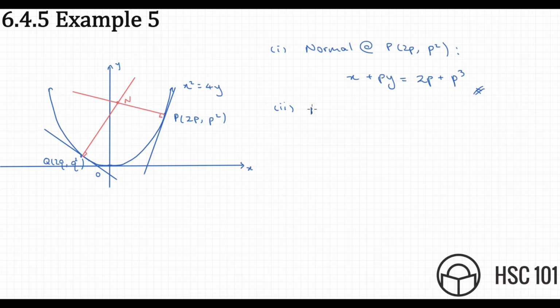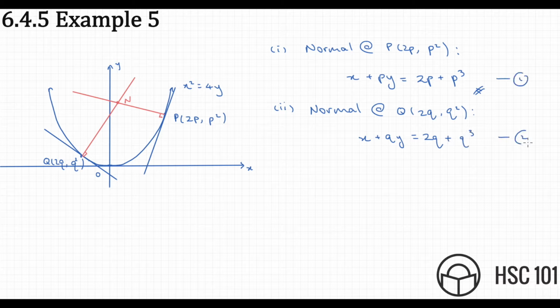And of course, we also know that the normal at Q, which is given by (2q, q squared), is going to be given by x plus qy equals 2q plus q cubed. And if you want to find the intersection point N, this is also something that we've done a lot, so I'm just going to skip this part. Once again, if you need the proof, check out the previous section. In 6.3, we've looked at a couple of these examples.